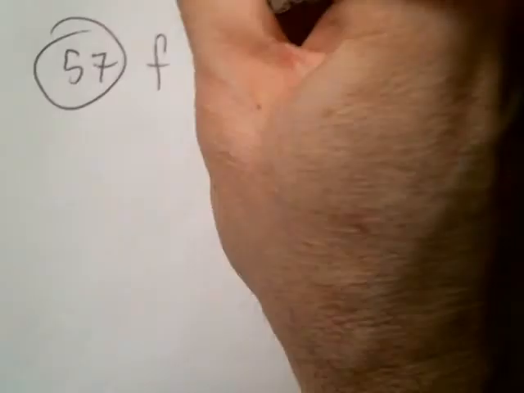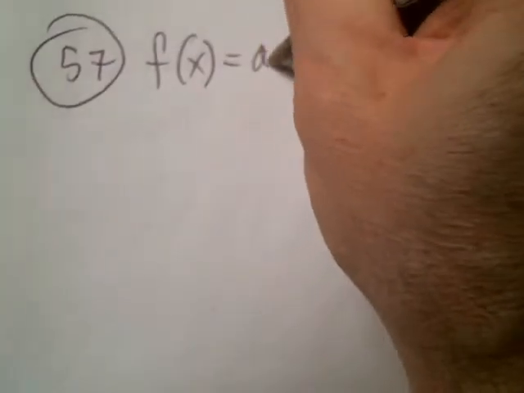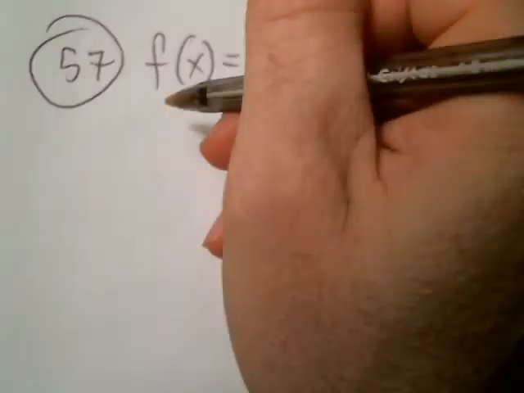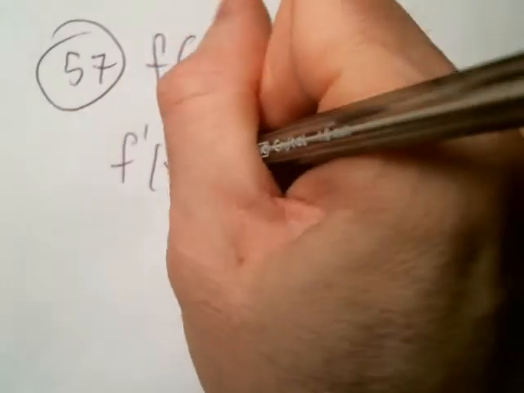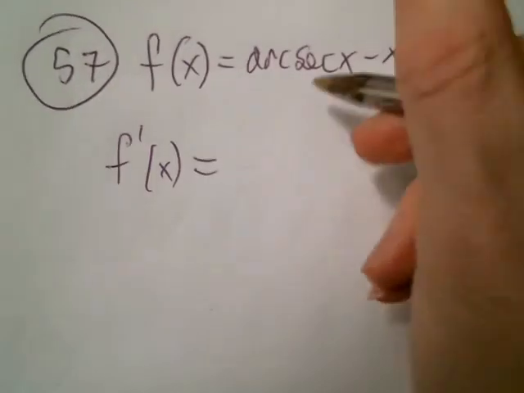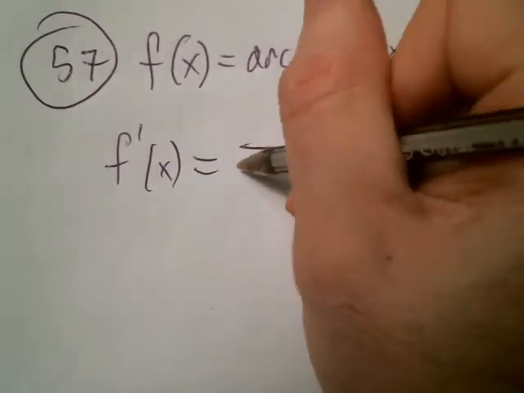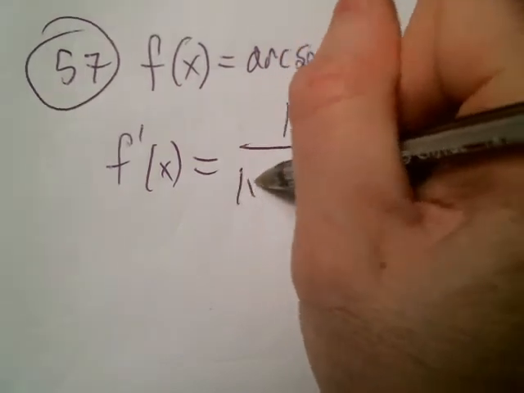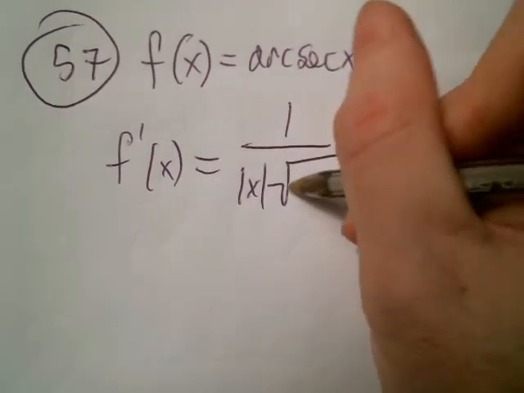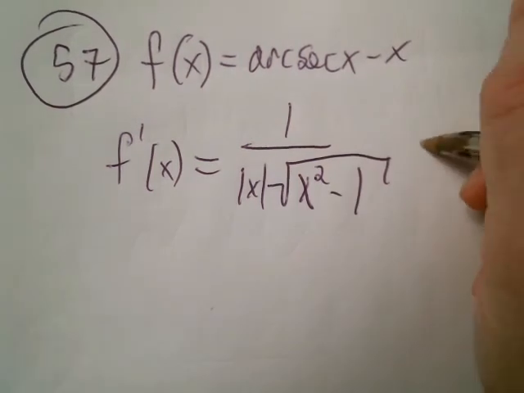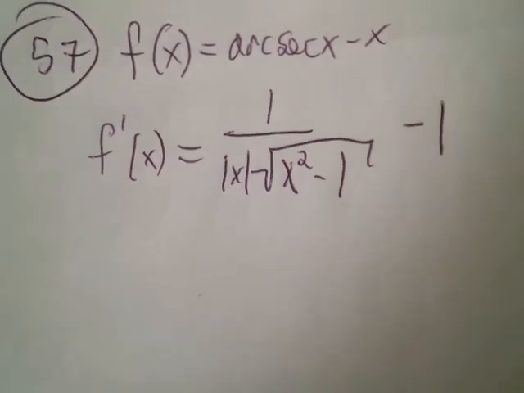Ugh, an arcsecant, really? All right, the derivative of this guy, geez, I don't remember the formula off the top of my head. I think it's 1 all over, seems like there's an absolute value in there. What is it, x squared minus 1 or something like that, and then minus 1, right?